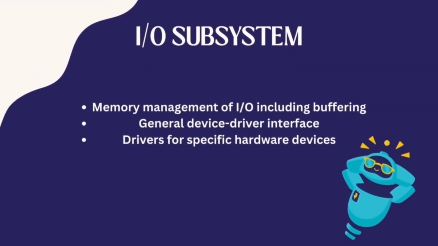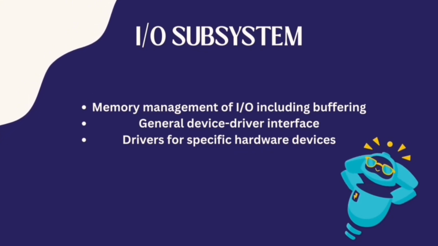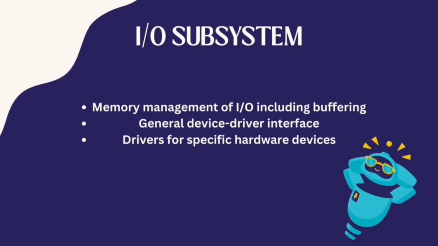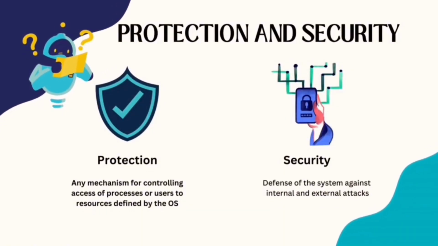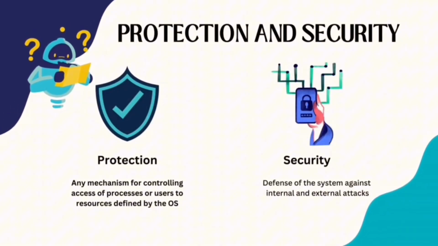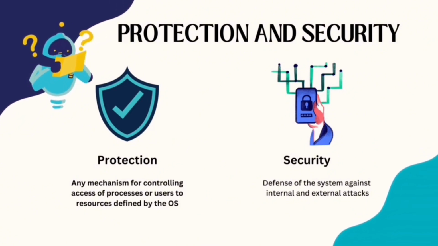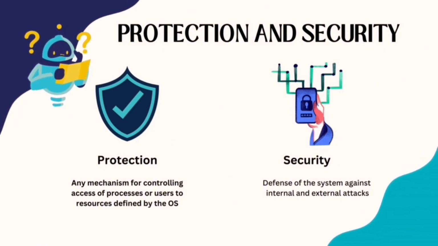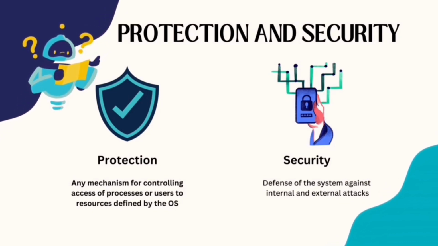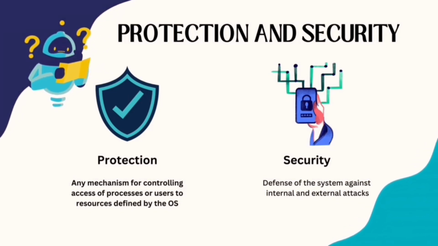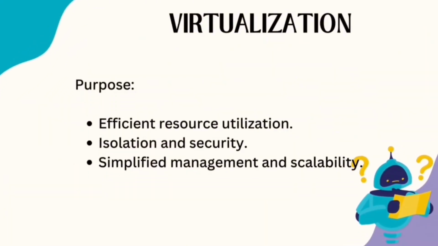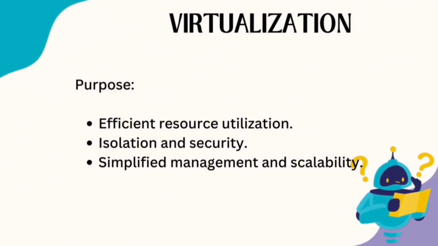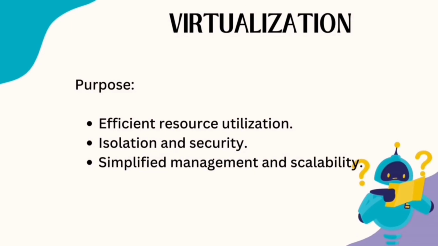I/O subsystem. The I/O subsystem is responsible for memory management of I/O, including buffering, a general device driver interface, and drivers for specific hardware devices. Protection and security. Protection is any mechanism for controlling access of processes or users to resources defined by the OS. Security is defense of the system against internal and external attacks. The purpose of virtualization is efficient resource utilization, isolation and security, and simplified management and scalability.